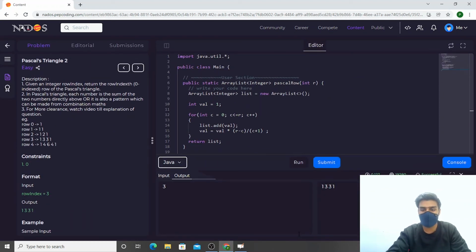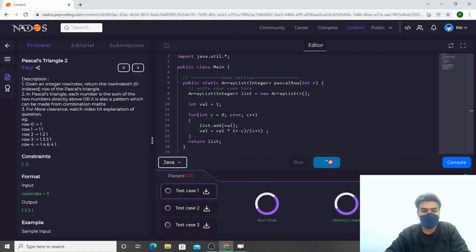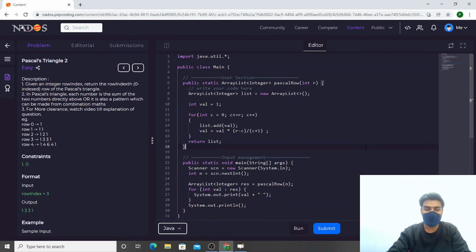So yes, it is successfully compiled. So we'll submit this code and see how many test cases are passed. So all test cases are passed. That means it is correct code, and we have written it correctly. So our logic is also correct.